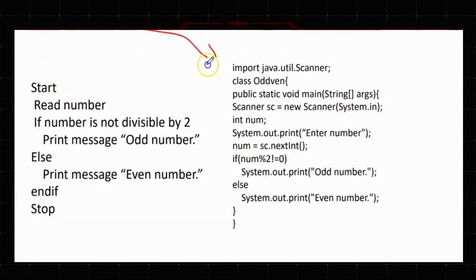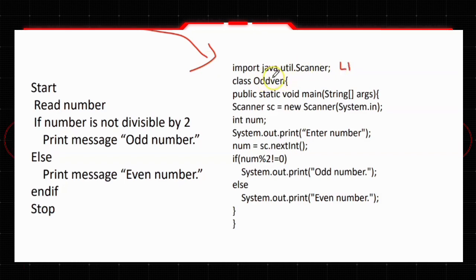Okay, and the last part is write complete Java program. So first line, write the import java.util.Scanner with the semicolon. Second line, class name. For this program, you can write OddEven. Make sure don't forget to write the open and close curly bracket. Third line, main method, and open and close curly bracket. Then fourth line, Scanner sc equal to new Scanner System.in with the semicolon.